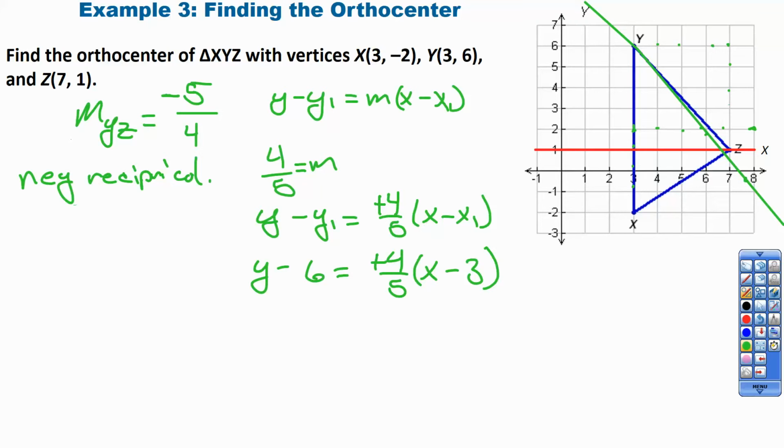So through this point, right there, is going to be the line that we need. Now that becomes perpendicular to YZ. And it turns out that this is the point that we are looking at. And that is going to be 6.7 to the right, and up 1 would be where that lies.